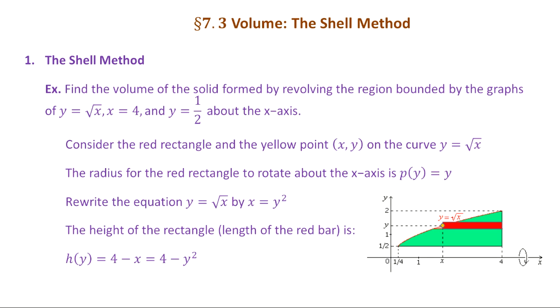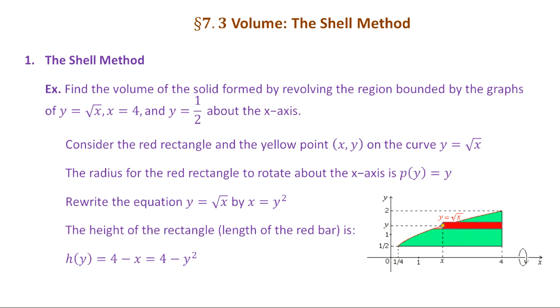Let's consider the red rectangle and the yellow point (x, y) on the curve y equals square root of x. As you can see here, I draw a red rectangle like before, and the yellow point on the curve. We need to find the radius. The radius for the red rectangle to rotate about the x-axis is y. The y coordinate of this yellow point is the radius of rotation for the red rectangle.